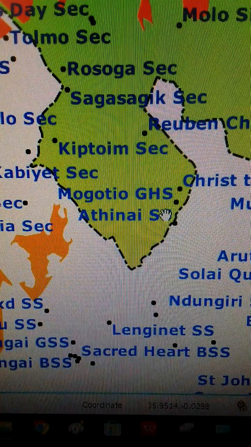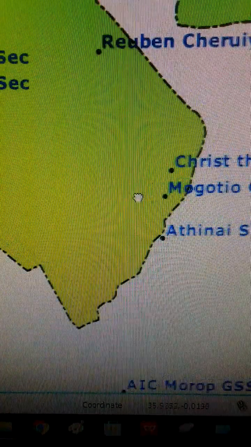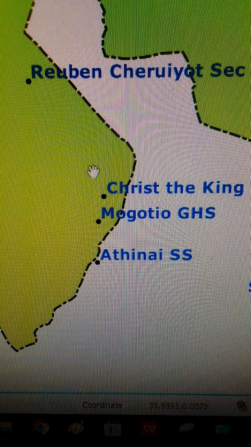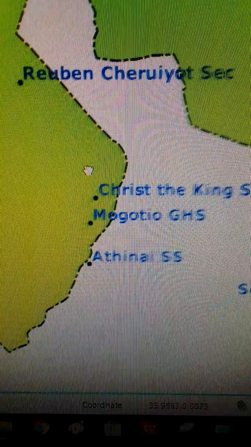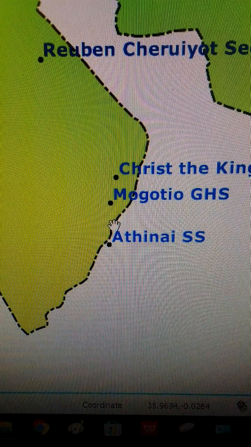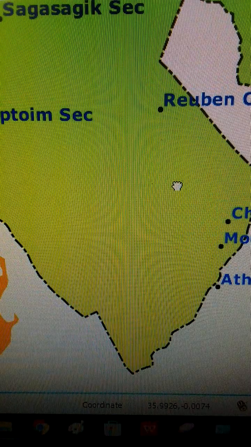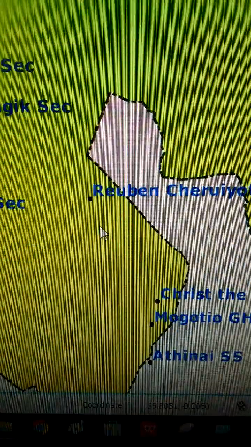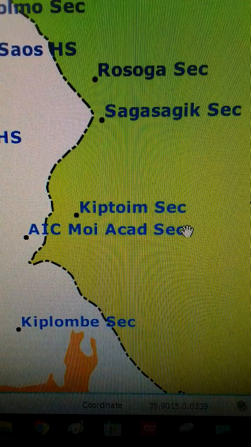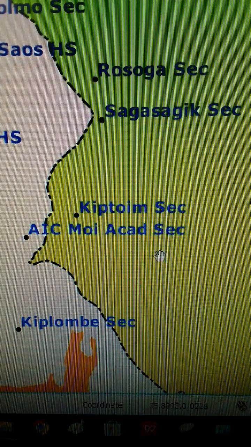Starting from this end, we have the following schools. We have Mogotio Girls High School, Christ the King Secondary School, and Adonai Secondary School, but in another constituency. Let us move towards the north. We find Reuben Cheruyot Secondary School. We have Kiptoim Secondary School.